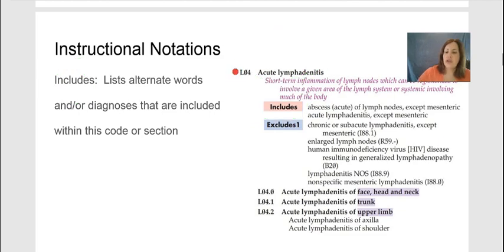Okay? So the includes gives you other words. Now, those other words don't have to be there. You don't have to look at that and go, well, doctor didn't say abscess and doctor didn't say lymph nodes. He just said lymphadenitis, which lymphadenitis is lymph gland. And you go, but is the node and the gland the same thing? Doesn't matter. We're all in the same place. Okay.